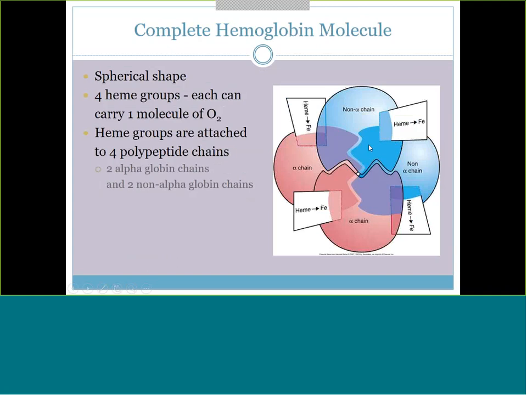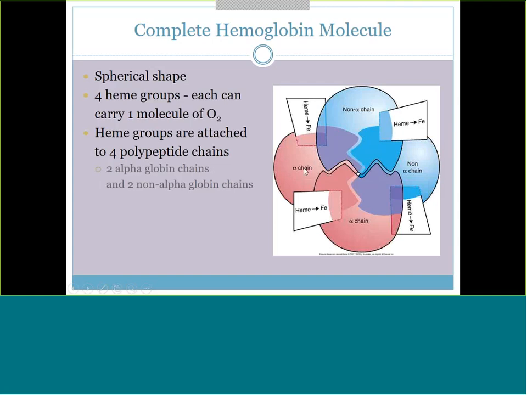There are also 4 globin chains here. So you're going to have 2 alpha chains. There's always going to be 2 alpha and then 2 something else. It could be beta, it could be gamma, it could be delta, but there will be something else. There's always 2 alpha. And so again, 4 of each all together to make a hemoglobin.